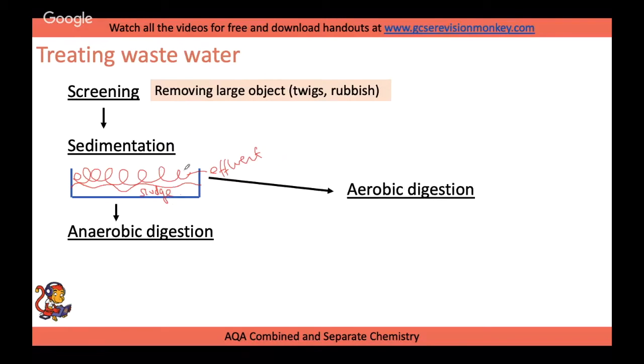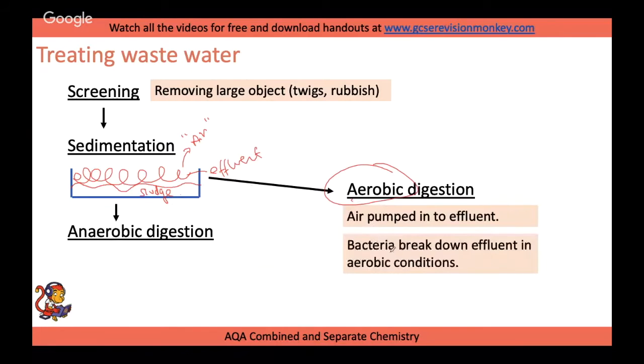So you might remember that the effluent is closer to the air because it's at the top. So that might be a good link to think that's the one that has aerobic digestion. So for the effluent, air is pumped into it, and then bacteria break down the effluent in aerobic conditions. So the bacteria break down any waste product and then the water is released back into the rivers.